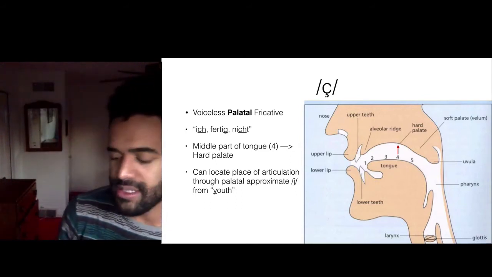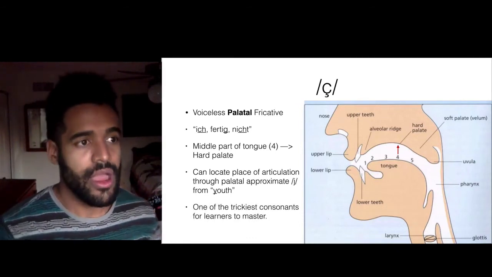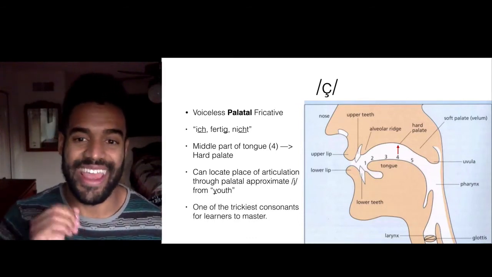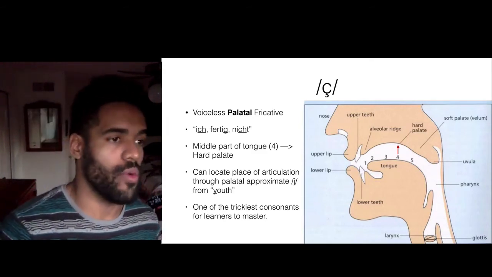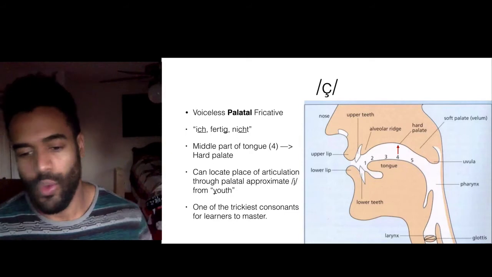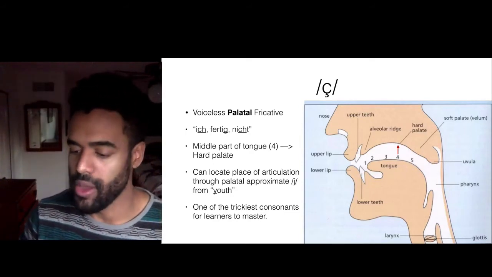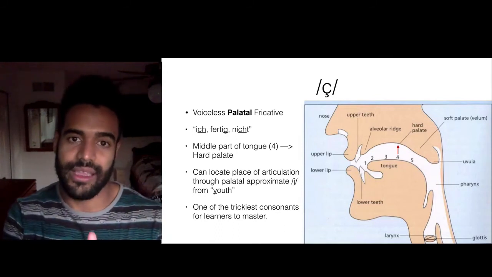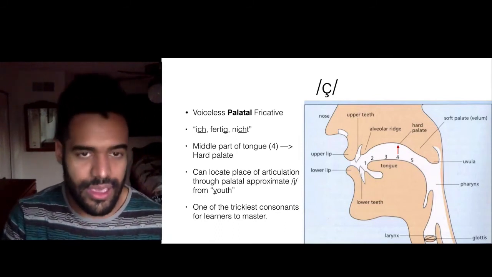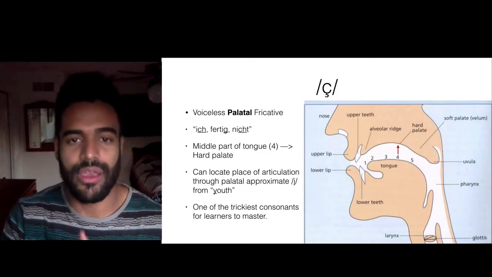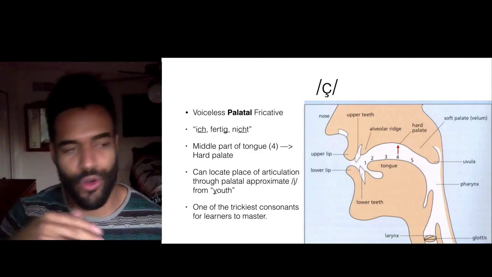Anyways, so we have this sound. This sound is one of the trickiest consonants for you to master. For me, it didn't take too long to get the sound. What's really tricky with this sound is combining it with other sounds. So you want to go through all the different vowels. What I recommend doing is going through the vowels and placing this sound on either side of them. Just go through all those vowels.